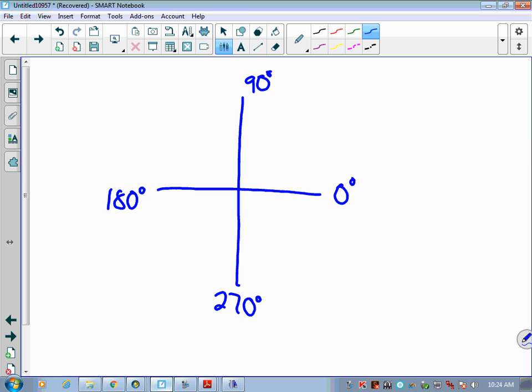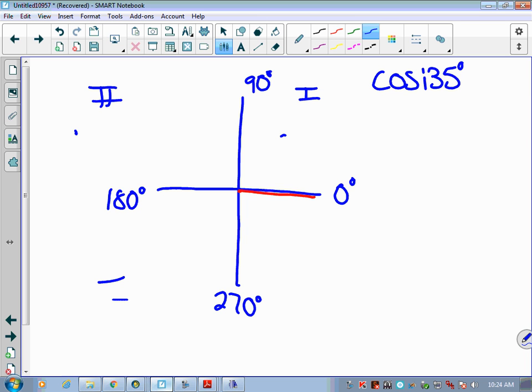Do we remember this? All right, this is my initial side, correct? Yes? All right, what we're trying to find is the exact value, the trigonometric ratio, cosine 135 degrees. Okay, so my terminal side is in which quadrant? 1, 2, 3, or 4? If it's cosine 135 degrees, which quadrant am I going to be in?